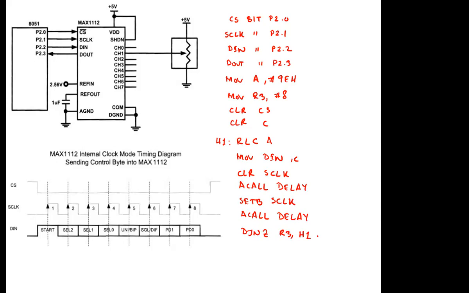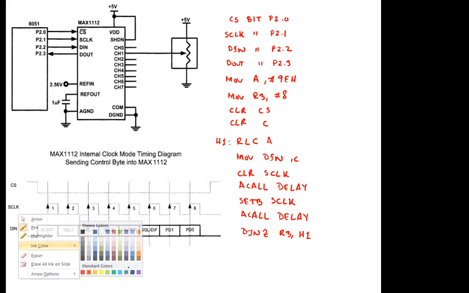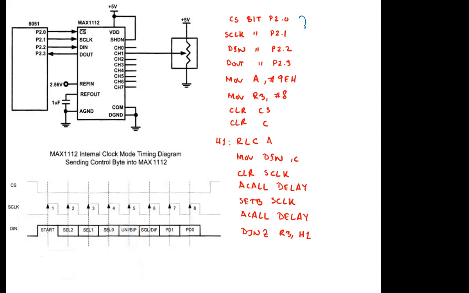This is just the code for sending in a control byte. If you understand this, then sending out a control byte or writing an entire code will be very similar. Nothing to worry about. All you need to do is understand how you can send in a control byte. The other things will be the same. Again, the first portion is equivalent to your connection. As you can see, the CS is connected to 2.0, serial clock is connected to 2.1, then BIN is connected to 2.2, and so on.